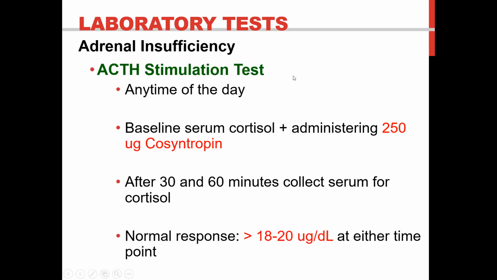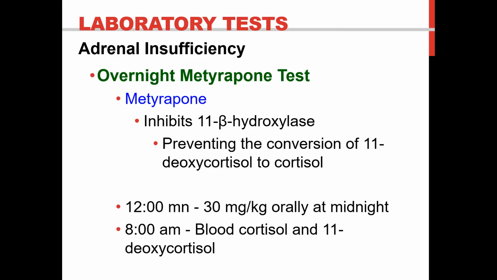For your ACTH stimulation test, it can be taken any time of the day. We first get a baseline serum cortisol, and then we administer 250 microgram cosyntropin. After 30 and 60 minutes, we collect serum for cortisol, and the normal response, class, would be more than 18 to 20 micrograms per deciliter at either point.